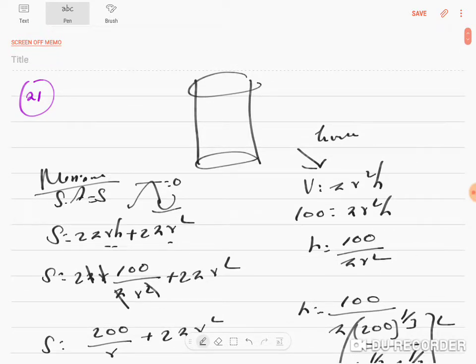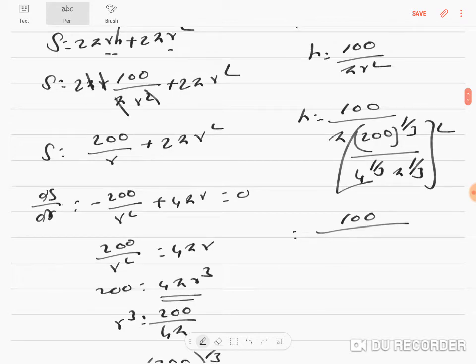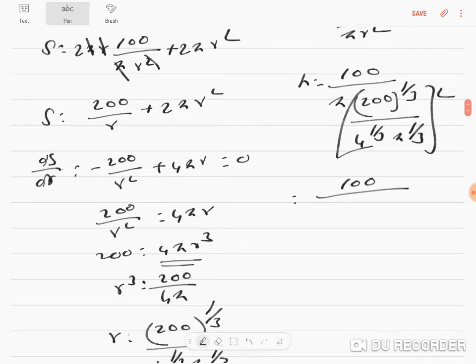Of all the closed cylindrical cans of given volume 100 cubic centimeter, find the dimensions of the can which has minimum surface area: 2 pi r h plus 2 pi r square. So V is equal to pi r square h, which is already given as 100, from which you write what is h and substitute back. 2 pi r into h, which is 100 by pi r square. r and r get cancelled, pi and pi get cancelled. So 200 by r plus 2 pi r square. On differentiating, minus 200 by r square plus 4 pi r is equal to 0. So 200 by r square is equal to 4 pi r, so r square becomes r cube. So r cube is equal to this, and this can be cancelled.